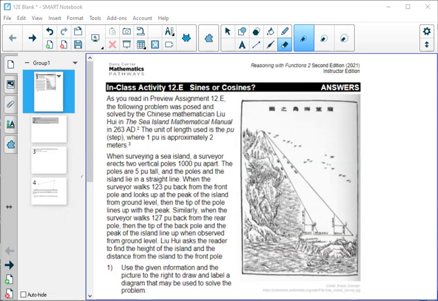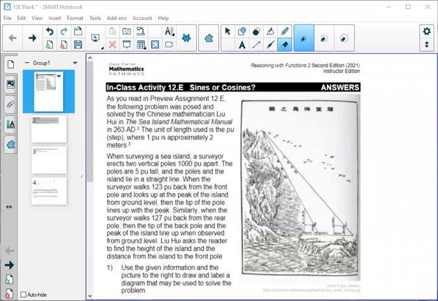When surveying a sea island, a surveyor erects 2 vertical poles 1,000 pew apart. The poles are 5 pew tall, and the poles and the island lie in a straight line. When the surveyor walks 123 pew back from the front pole and looks up at the peak of the island from ground level, then the tip of the pole lines up with the peak. Similarly, when the surveyor walks 127 pew back from the rear pole, then the tip of the back pole and the peak of the island line up when observed from ground level.